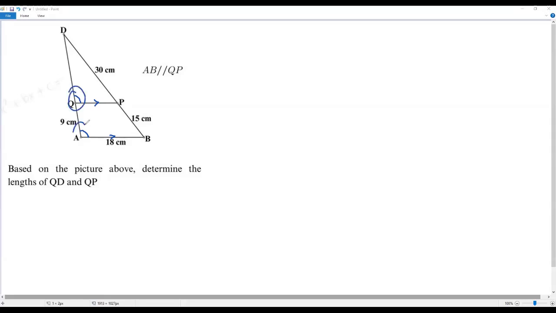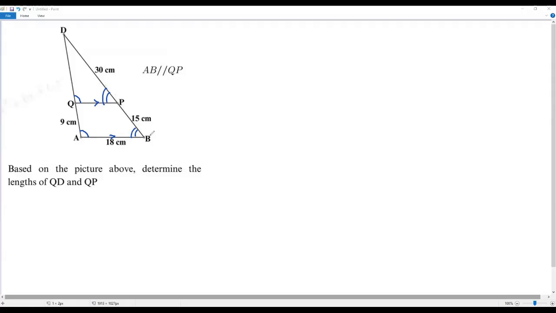So the angle measure over here and the angle measure over here are corresponding angles, and they must be equal in measure. And we have the same thing for these two angle measures, angle P over here and angle B over here. Because these two parallel lines are intersected by the line segment BD, BD is a transversal, and these are corresponding angles, and they must be equal in measure.